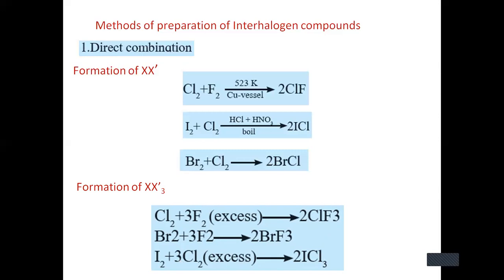This is the direct method, which involves the combination of two different halogens, and as per their quantity, equimolar or excess, they form different types of interhalogen compounds. So the first is direct combination between two halogens and the formation of XY type and XY3 type.